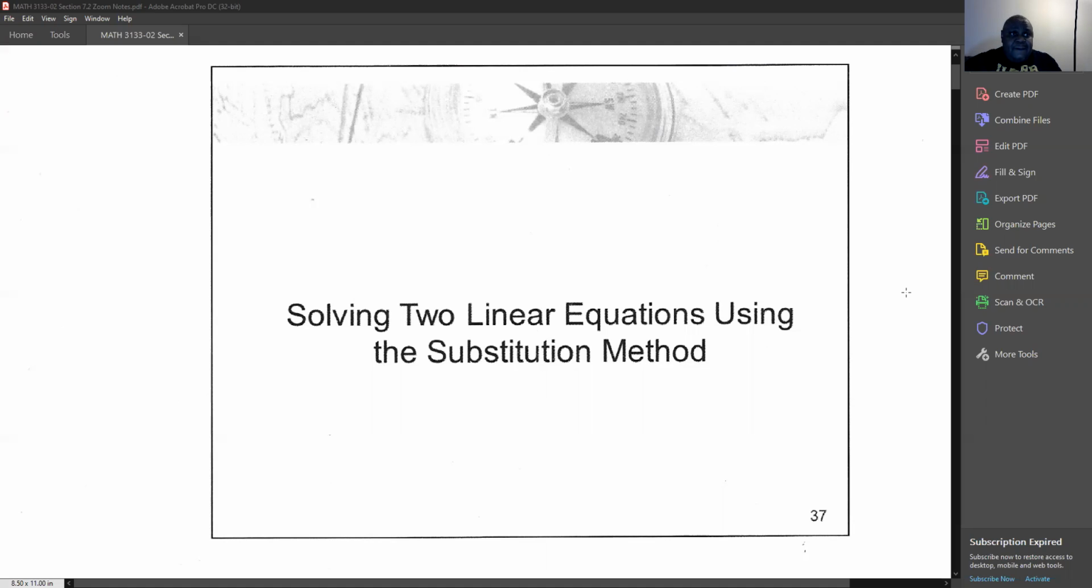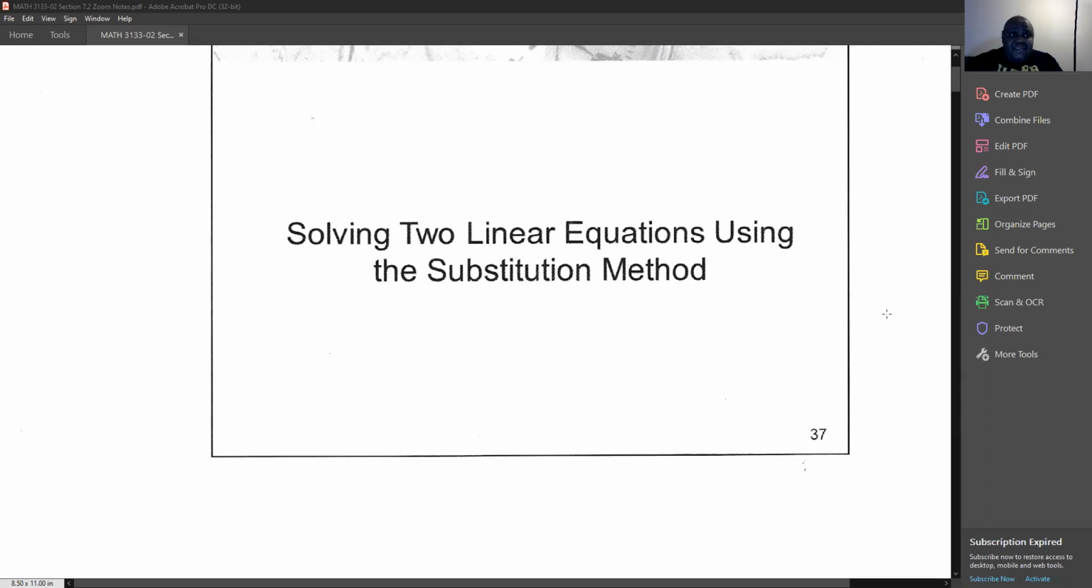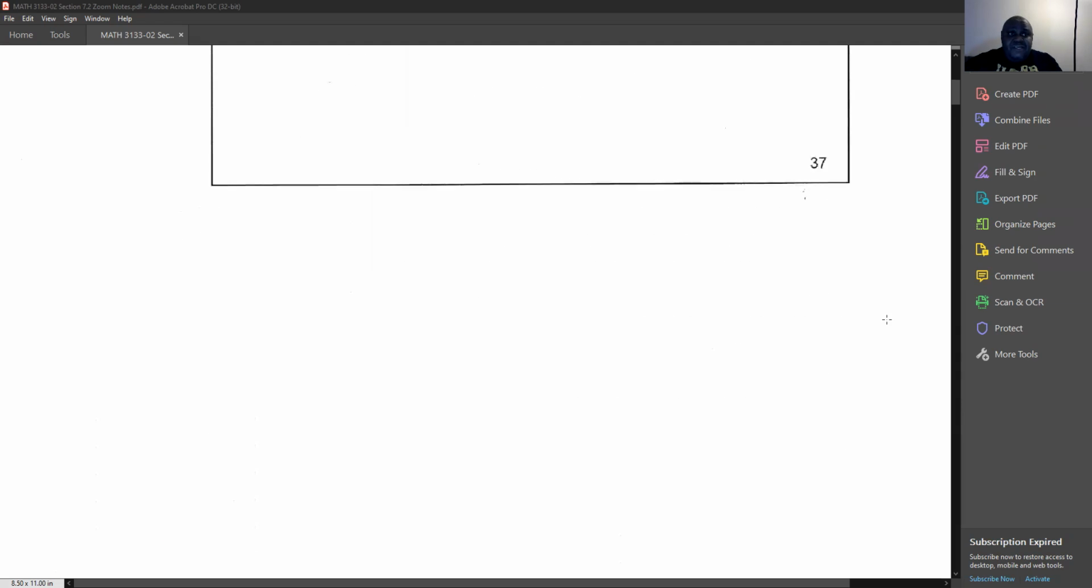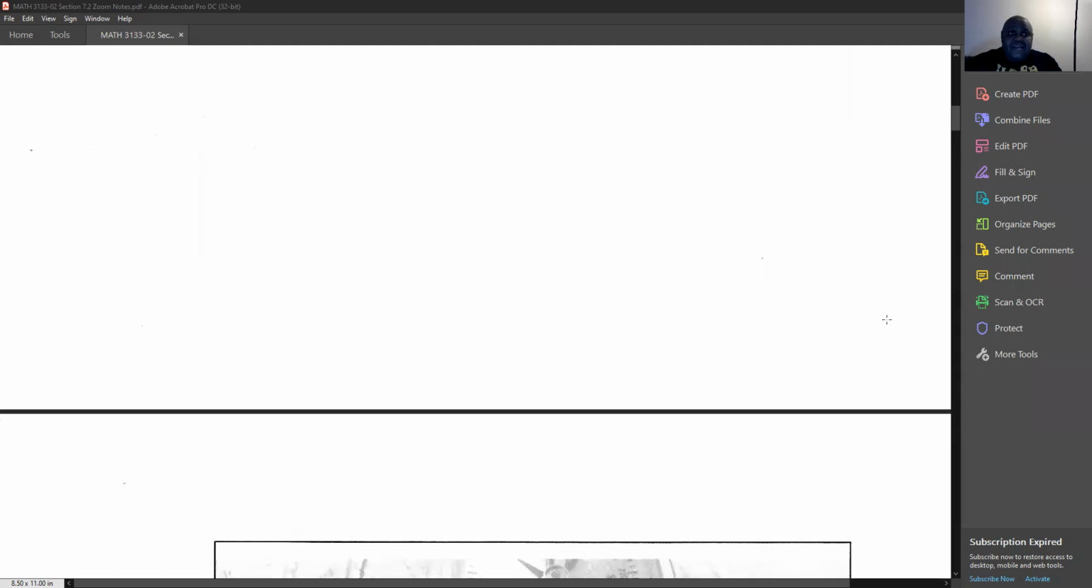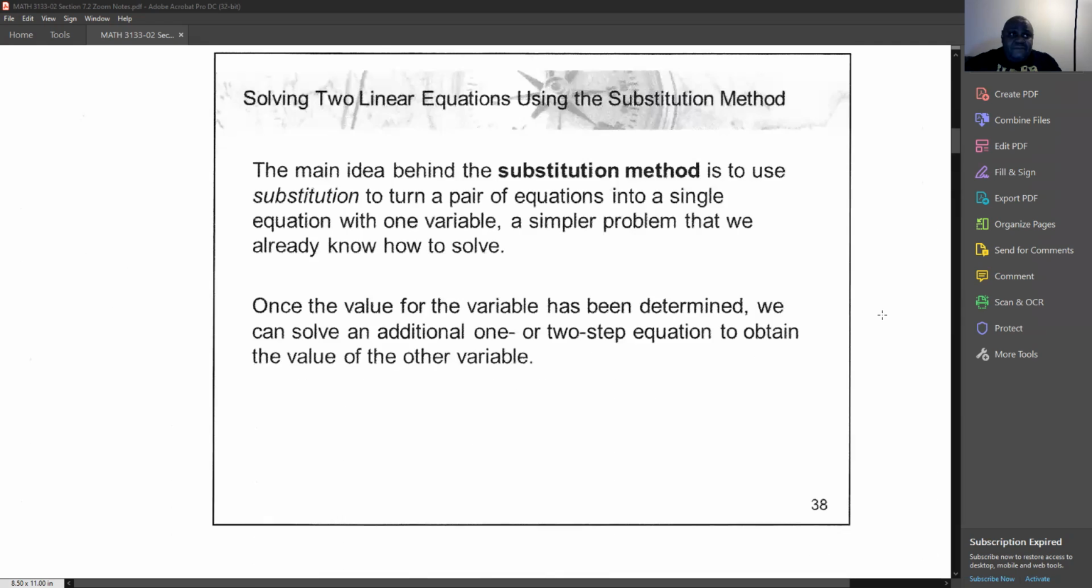Unfortunately, using the intersection method, or graphing two lines on a coordinate plane, is not the best way, because you're not going to be able to get the exact ordered pair. Sometimes that ordered pair could be in the form of a fraction. So we have two methods that we can use. One of them is the substitution method. The other one is the elimination method. We'll talk about that a little bit later in this video.